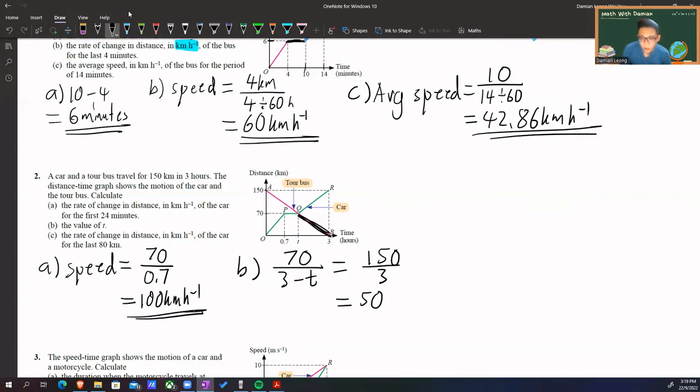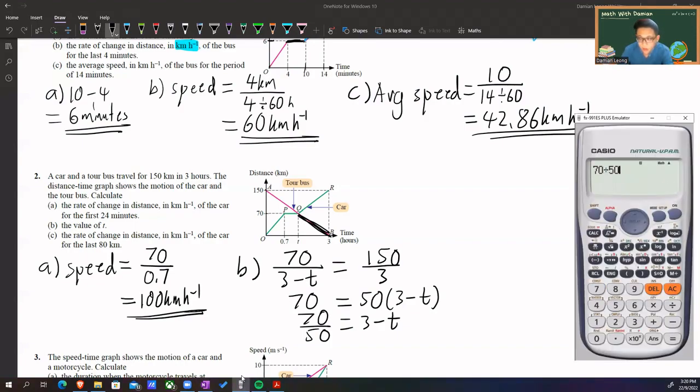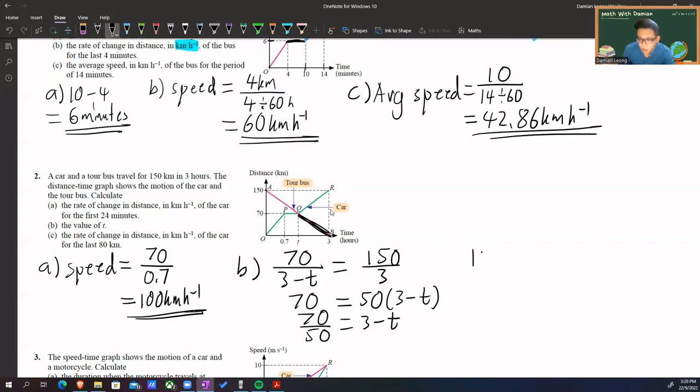I get rid of the 3 minus t by doing the opposite, divide, so bring over times 3 minus t. Get rid of the 50 by dividing by 50, so 70 divided by 50 equals 3 minus t. So 70 divided by 50 is 1.4. I bring over the 3, positive becomes negative, which is negative 1.6. Negative 1.6 is negative t. Cancel off the negatives, t is 1.6. That's the value of t here.